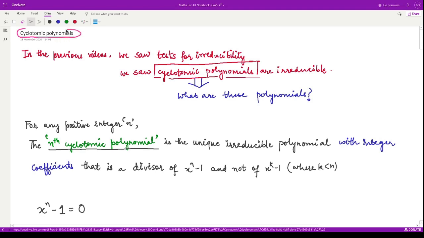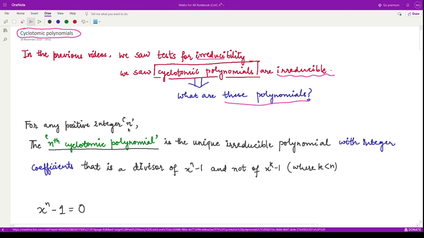In the previous videos we have seen several tests of irreducibility, right? And moreover we saw that cyclotomic polynomials are irreducible polynomials in the last video, and we have given the proof using Eisenstein's criteria when n is prime. So in this video we shall see what are these polynomials and how can we calculate these polynomials, right?